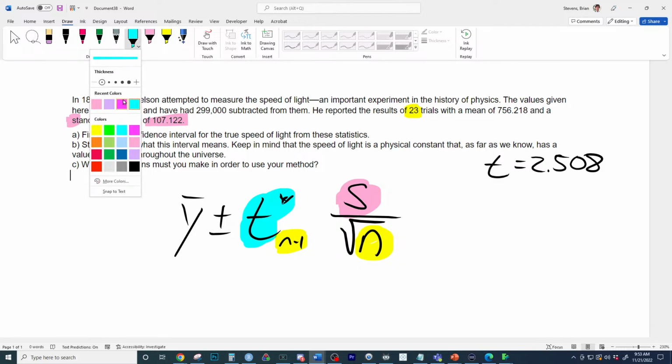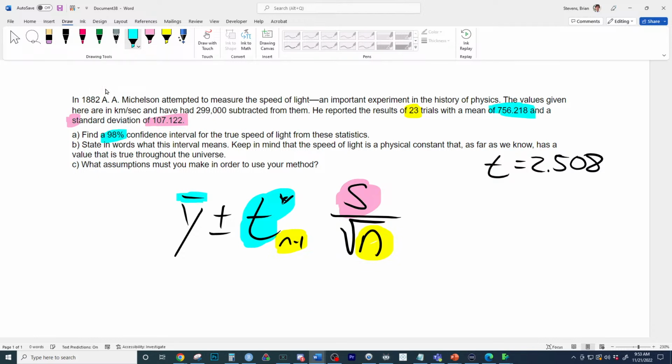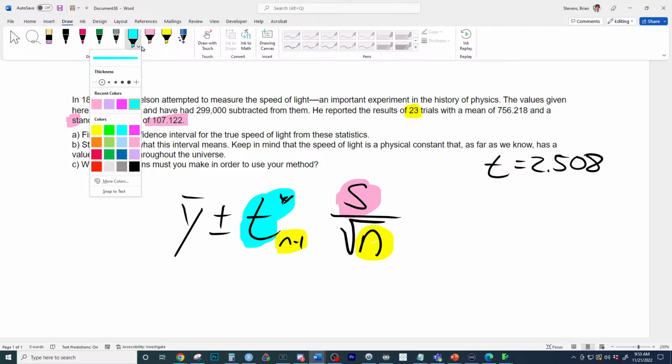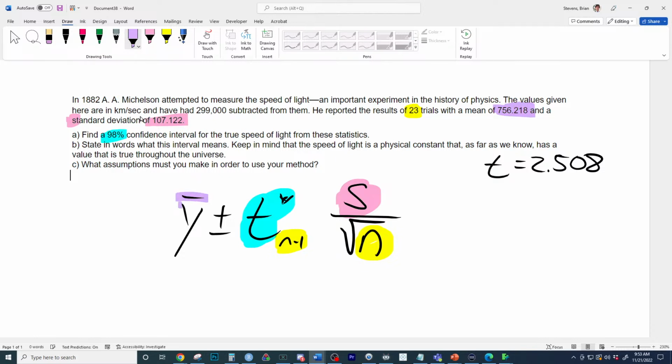The mean is Y bar. The bar is really what indicates mean. Like X bar is the mean of X, Y bar is the mean of Y.